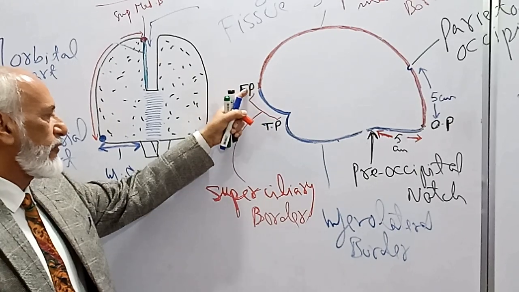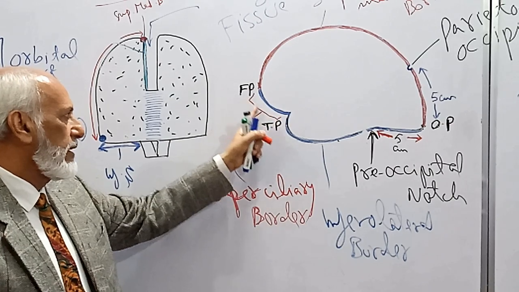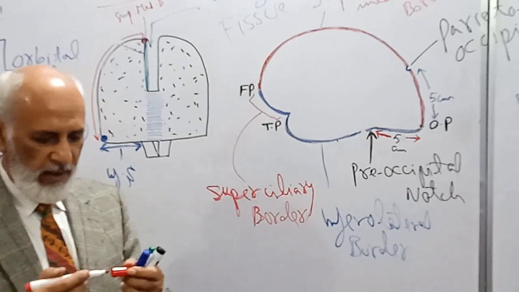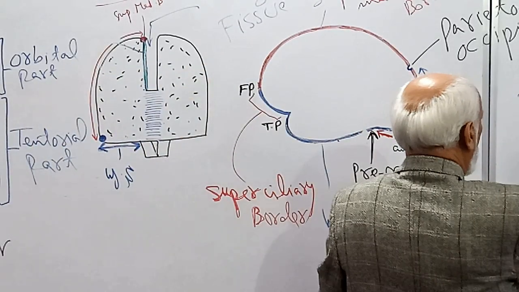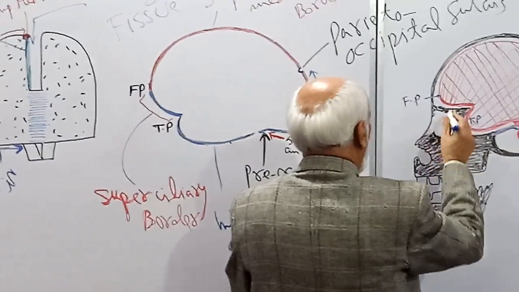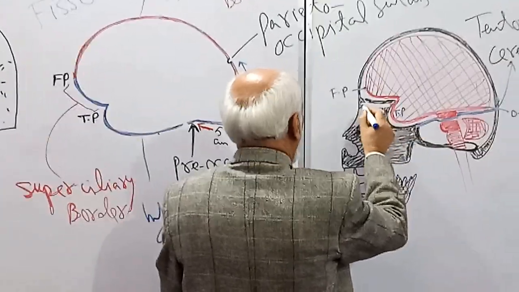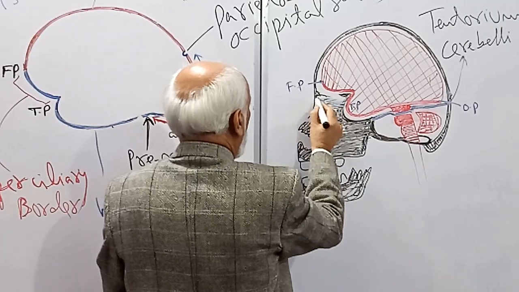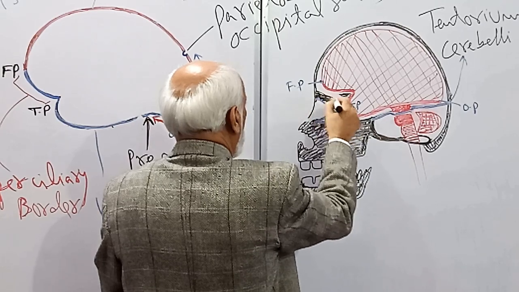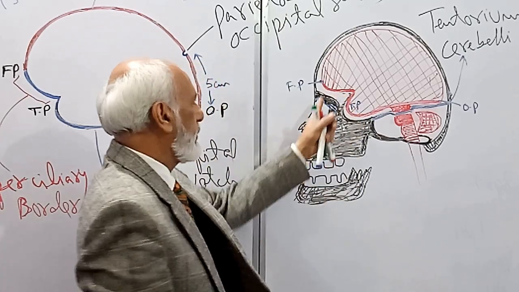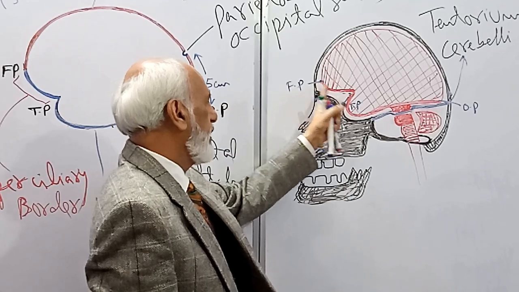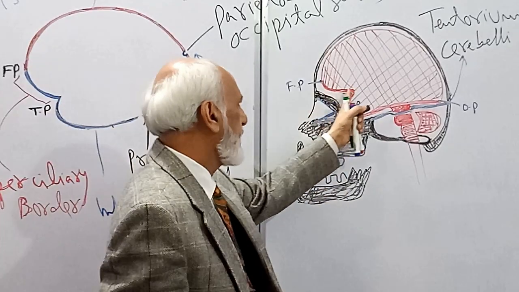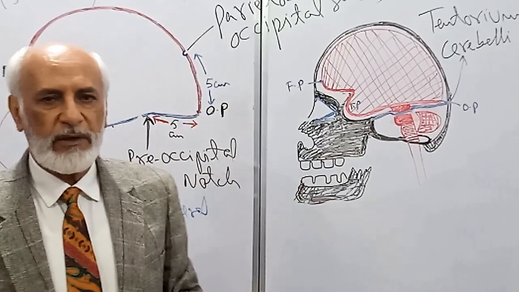The infralateral border from the frontal pole to this notch, just above the temporal pole, this portion of the infralateral border is also known as the superciliary border. Now, why is it known as the superciliary border? This is because, suppose this is the eye, and just above this are the eyebrows on the surface of the body. So this part of the infralateral border from the frontal pole up to this notch is just a little above the level of the eyebrows, the cilia. This is why this part of the infralateral border is also known as the superciliary border.